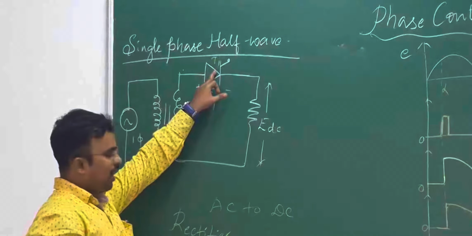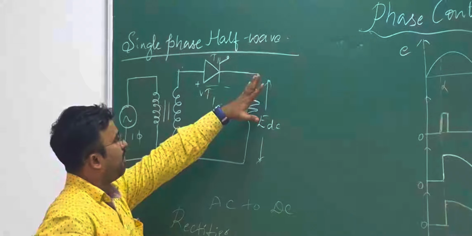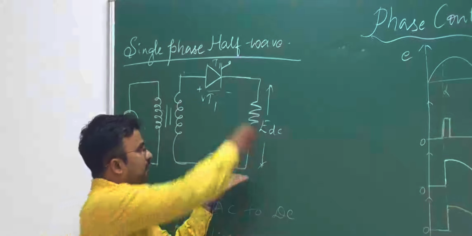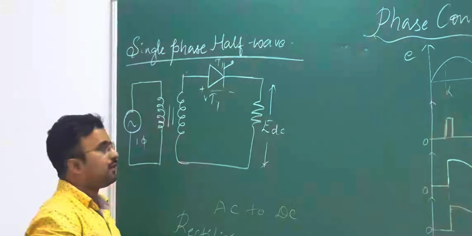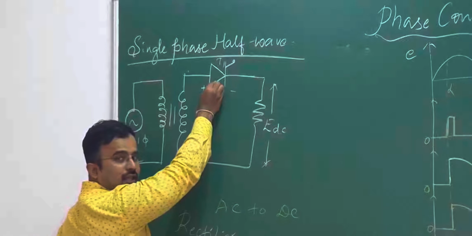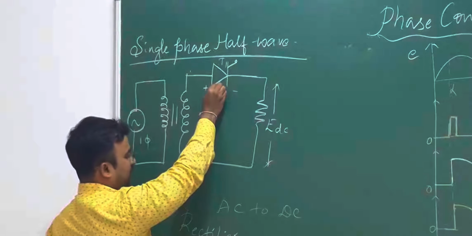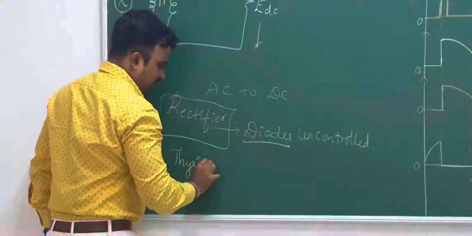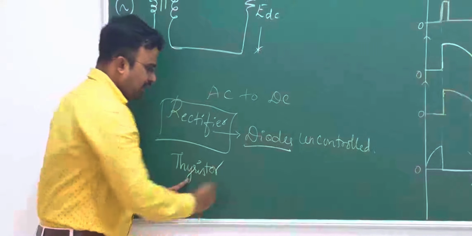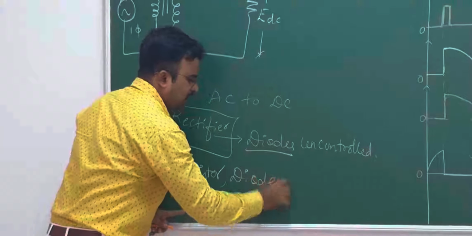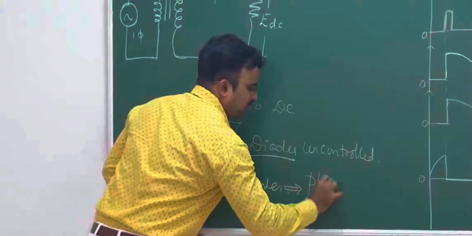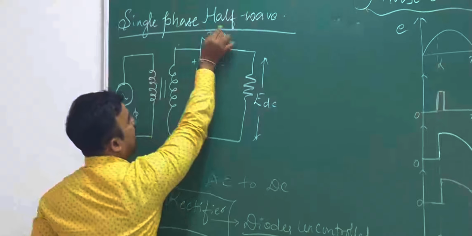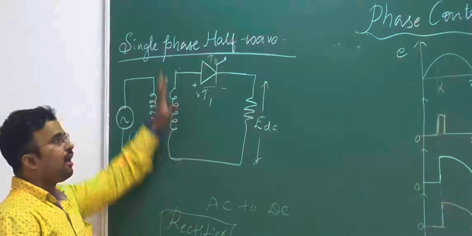Under this phase controlled rectifier, the main reason here is control. Control indicates that the output voltage obtained at the load will be in a controlled fashion with respect to the firing angle of this thyristor. The same rectification process realized by making use of a thyristor along with diodes is called a phase controlled rectifier. Now under this you have a single phase half wave controlled rectifier or converter.